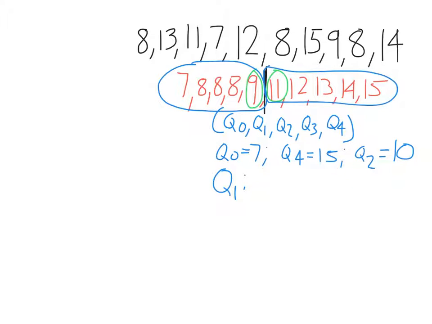So if I look just at the lower half of the data, I can see the median is 8. So Q1 is 8, it's the median of the lower half, and Q3, the median of the upper half, will be this number here, 13. 2 scores above it, 2 scores below it. So now I have enough information to draw a box plot.